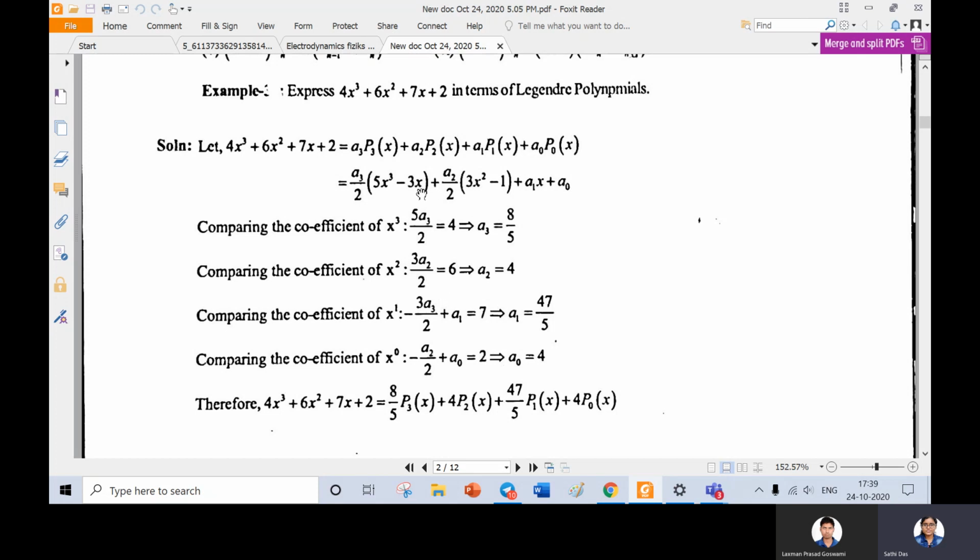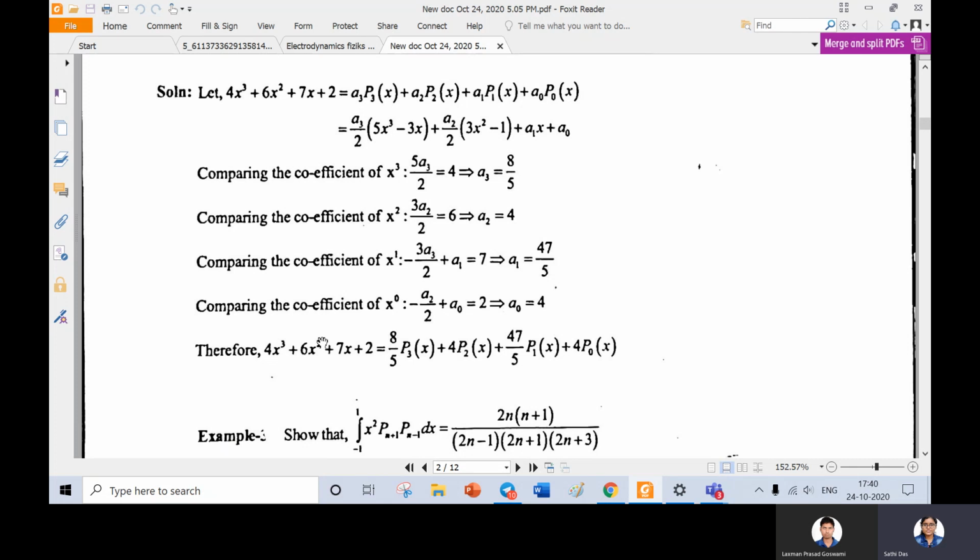Similarly, we can compare the x term: here a3 by 2 and here a1. So minus 3a3 by 2 plus a1 equals 7. It will give you a1 equals 47 by 5. Similarly, compare the coefficient of x to the power 0. It gives minus a2 by 2 plus a0 equals 2, which gives a0 equals 4. Okay. Therefore, you can write the equation: 4x cube plus 6x square plus 7x plus 2 equals 8 by 5 p3(x) plus 4 p2(x) plus 47 by 5 p1(x) plus 4 p0(x).